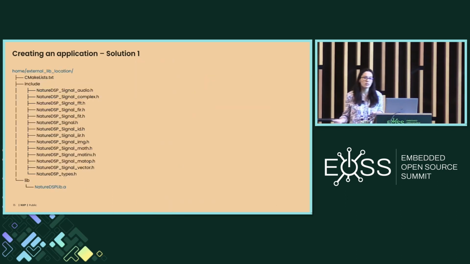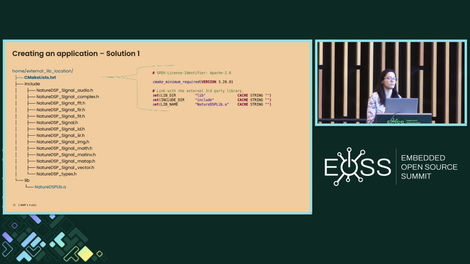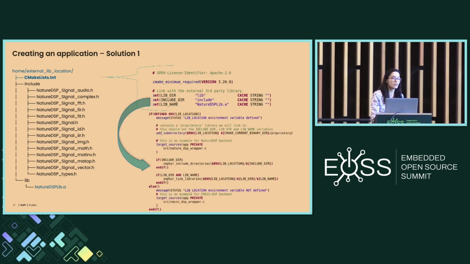Now, on my external lib location, I have the library, I have the headers, and the CMakeLists file. In this CMakeLists, I'm just setting 3 variables. So lib location, lib name, and include directory. These are used on the application side, as you've seen earlier, to link with the library and to include directories.